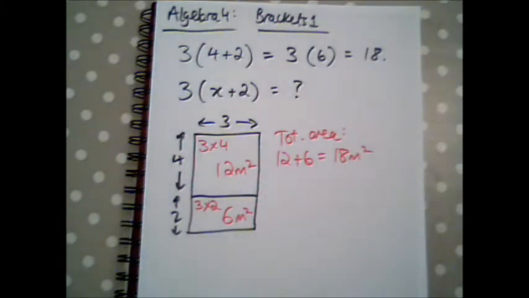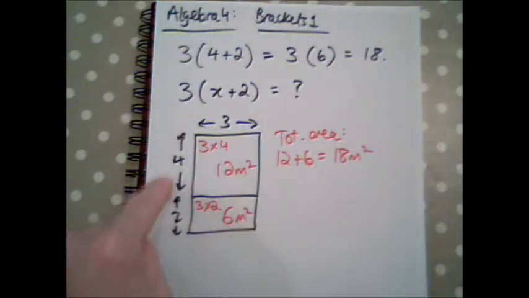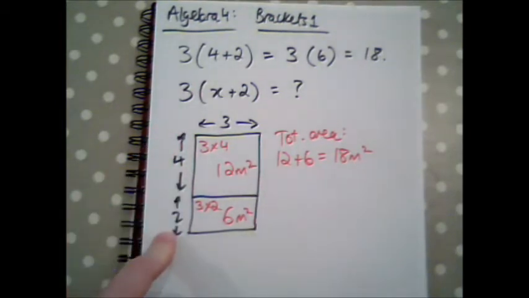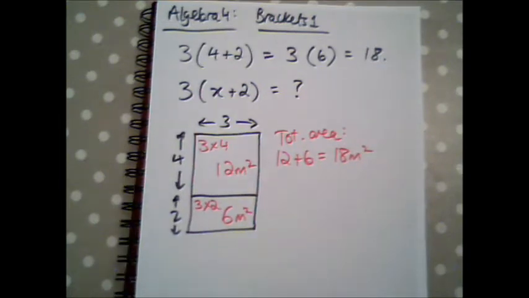And you can check it if you like. The whole height is 6. So you have 4 and 2. So the whole height is 6. So 3 times 6, as we said earlier, 3 times 6 is 18. So this is giving us the right answer. And this is going to be our inspiration for when we're dealing with x.